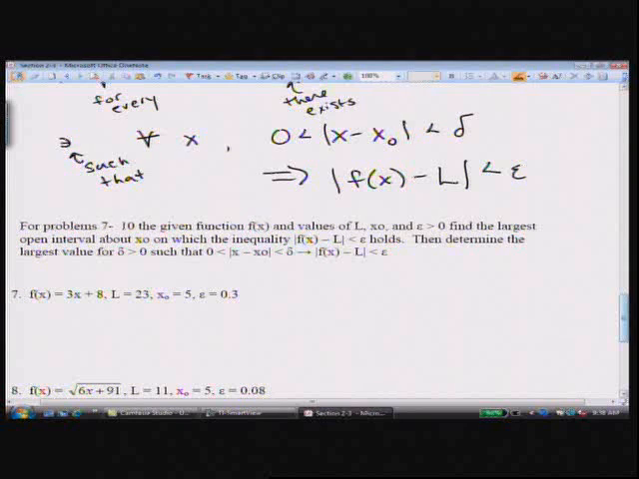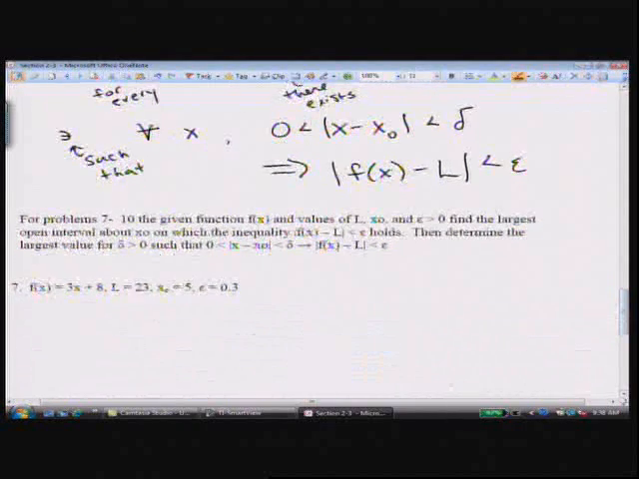For problems 7 through 10, the given function f of x and the values of L, x naught, and epsilon are given. Given function f of x and values L, x naught, and epsilon greater than 0, find the largest open interval about x naught on which the inequality holds, then determine the largest value for delta such that, you know, the theorem will in fact be true. I mean, look at just that. Just show them that. They'll be like, oh, yeah.